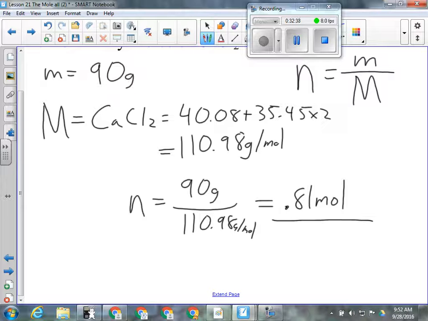Tomorrow I will do the other 3 ways that you can use the mole equation. Okay. We got a short class tomorrow as well, I think. No, we have mass tomorrow.